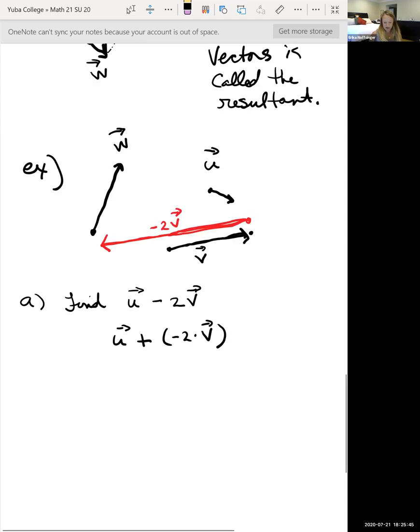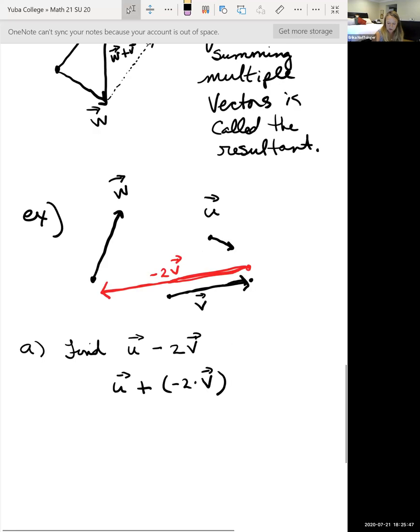Okay, so now if we want to draw U, so U is this length, so we can put it down here. Oops, maybe let's put it over here because of my direction of the other. So let's put U here. Same direction, same length.